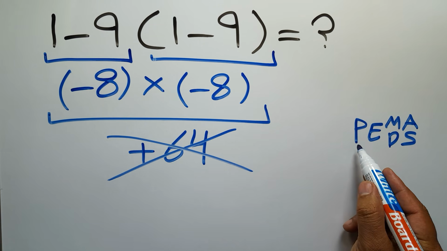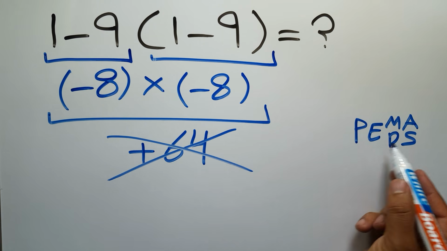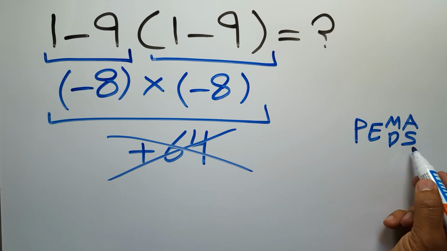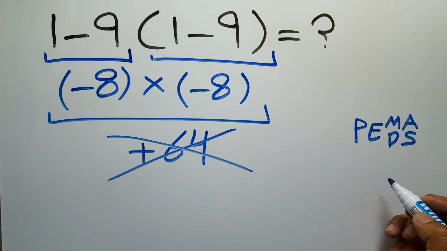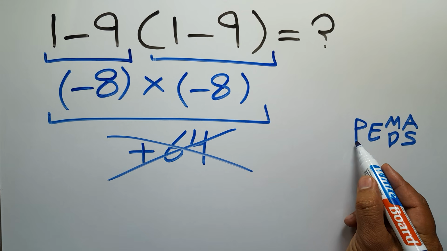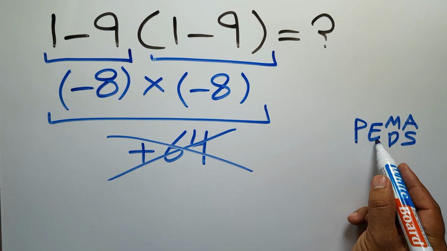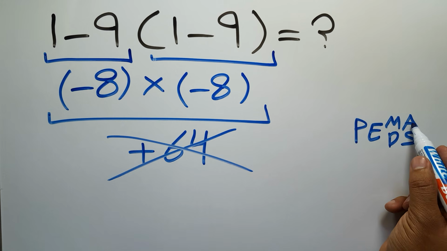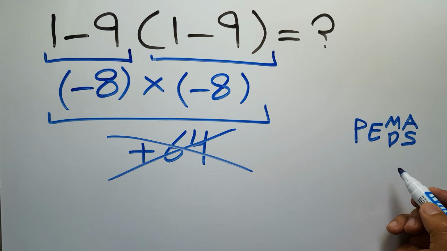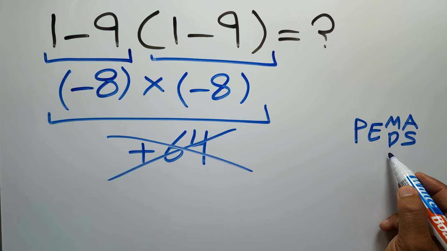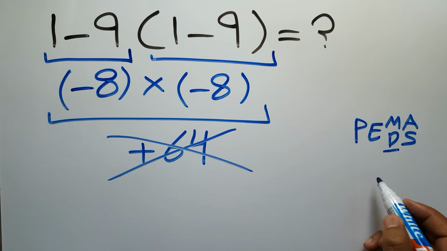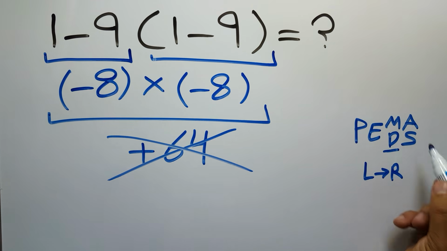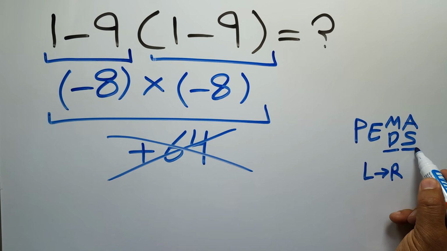P stands for parentheses, E stands for exponents, M and D stand for multiplication and division, and A and S stand for addition and subtraction. First, we have to do parentheses, then exponents, then multiplication or division, and finally addition or subtraction. Remember that multiplication and division have equal priority and we have to work from left to right. And the same applies to addition and subtraction.